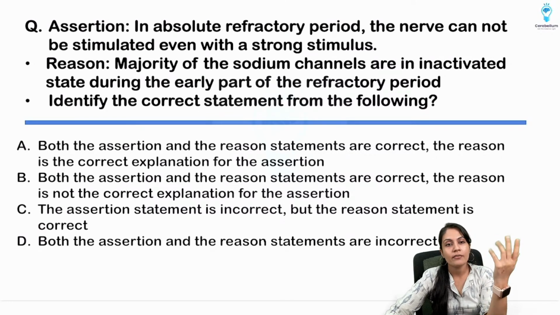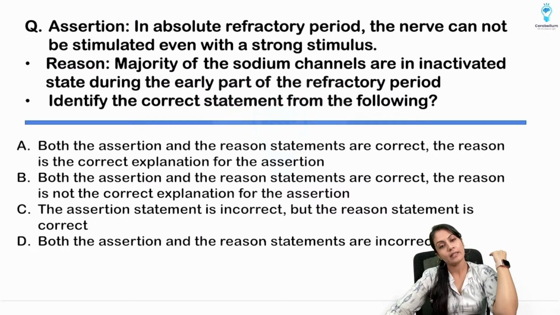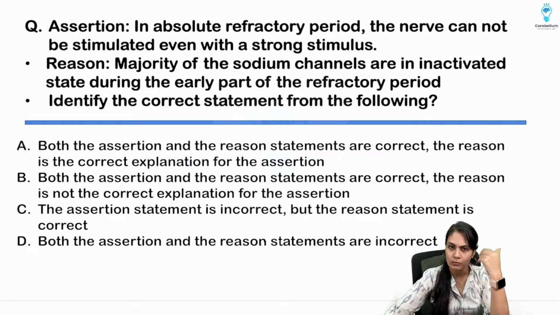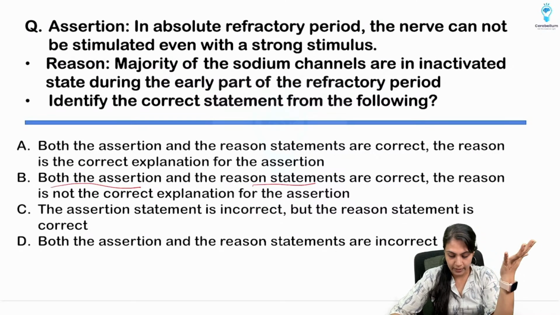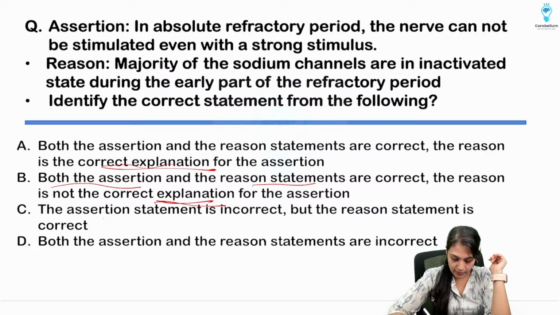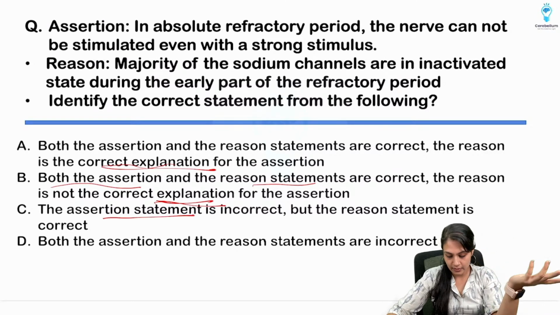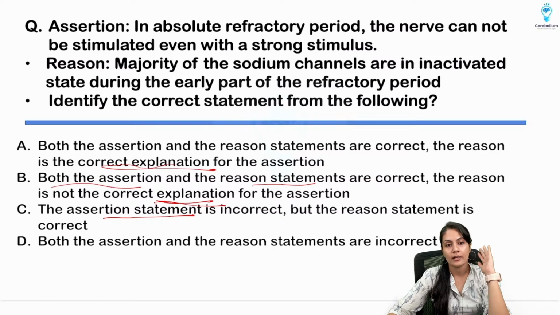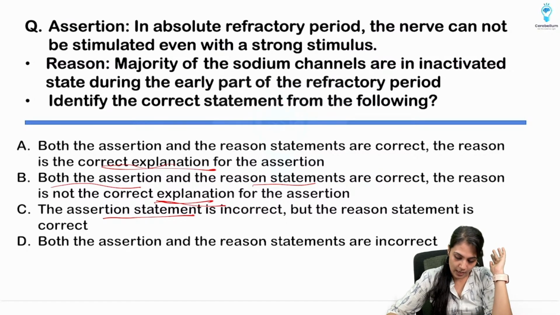So assertion is given that in the ARP, even if you give the strong stimulus, nothing will happen. And they have given the reason that the sodium channels are inactivated. Both are true. One is true, one is false. Tell me what it is, right? So both the assertion and reason are correct, but the reason is not the correct explanation, or it is the correct explanation. The assertion statement is incorrect, but the reason is correct. Both are incorrect. Okay, tell me what is the answer of this question in the comments.